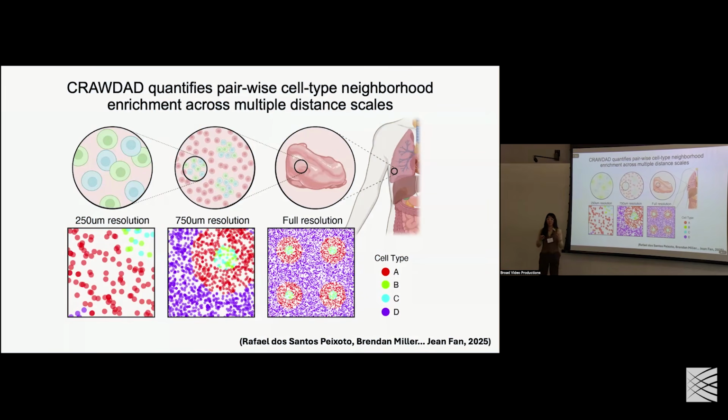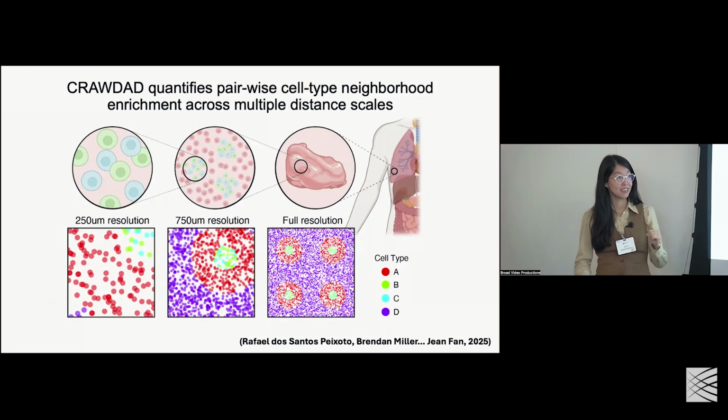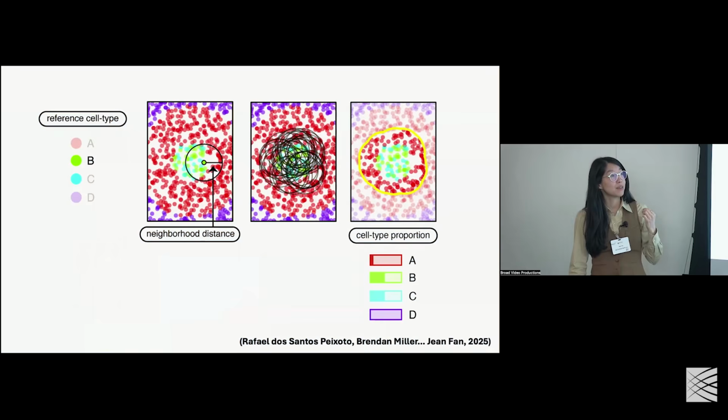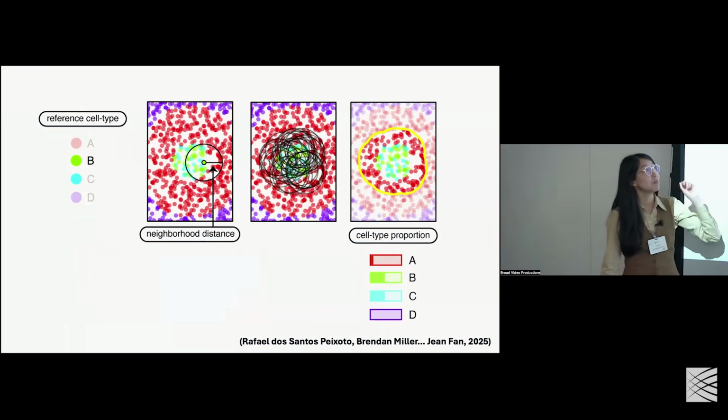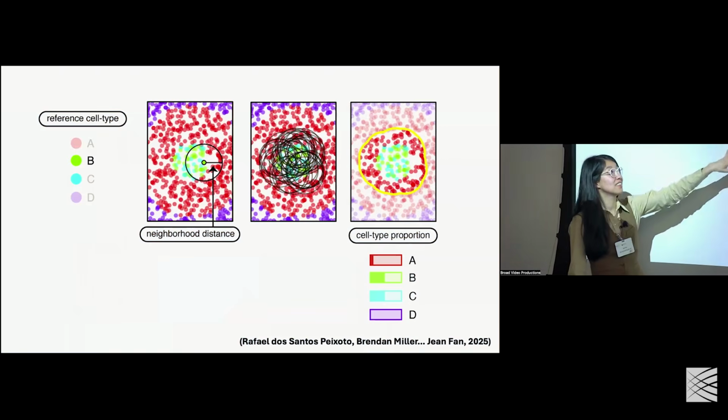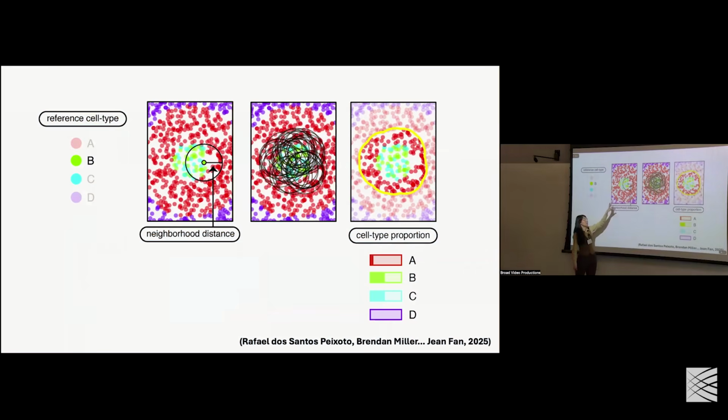What is the actual frame of reference that we want to compare to? In the case of CRAWDAD, we really do think about co-localization as a function of these different scales. The way CRAWDAD works is, given a reference cell type, in this case, let's say cell type B, we draw a neighborhood distance around all cell type Bs. So for all the cells of cell type B, we take their particular neighborhood around them of a particular distance.